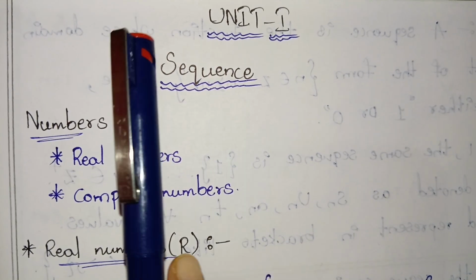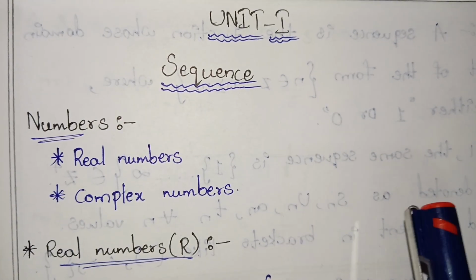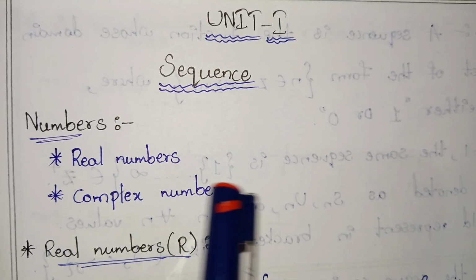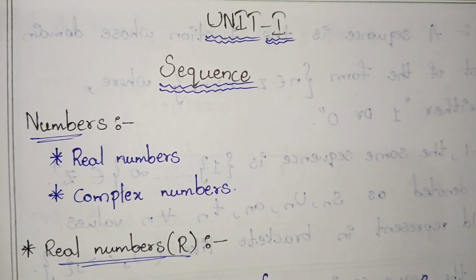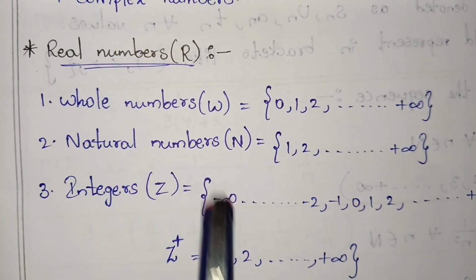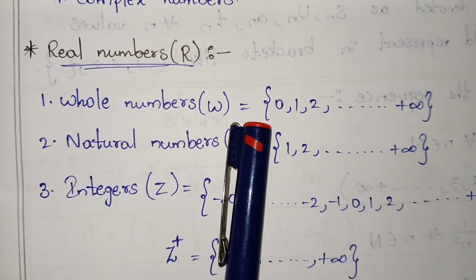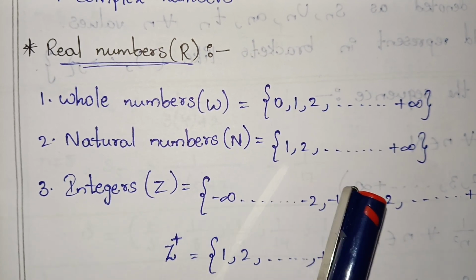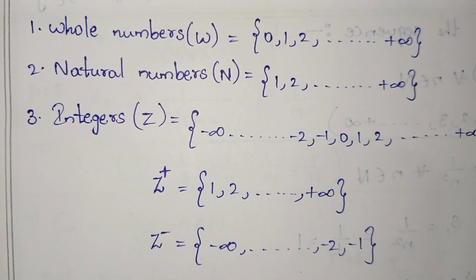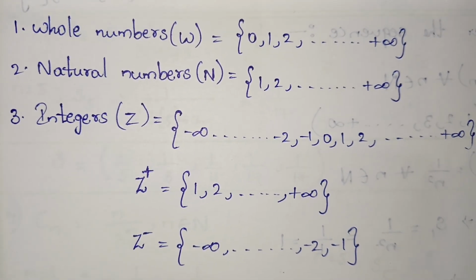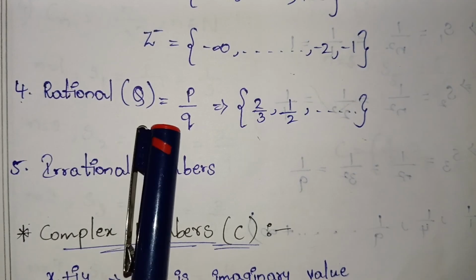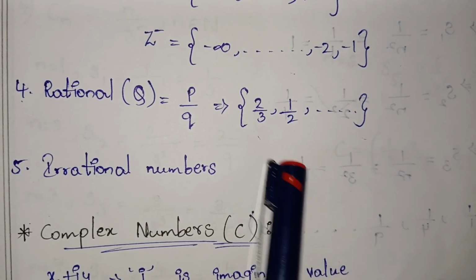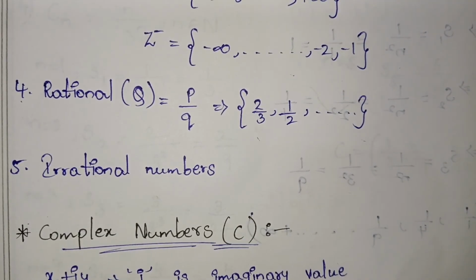So now I'm starting unit 1, sequences. First, going into the chapter on sequences, the introduction of numbers. In numbers we are having real numbers and complex numbers. Real numbers means all the types of numbers like whole numbers starting with 0, 1, 2, 3 and so on, and natural numbers starting with 1, 2, 3 and so on, and integers, the combination of positive and negative numbers, and rational numbers which are in the form of p by q, where q is not equal to 0, like 2 by 3, 1 by 2, 4 by 3, etc., and irrational numbers.